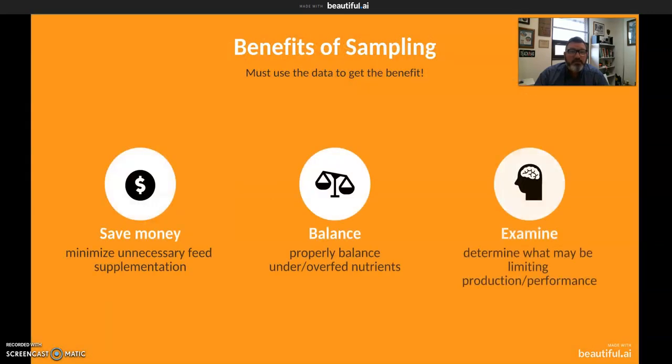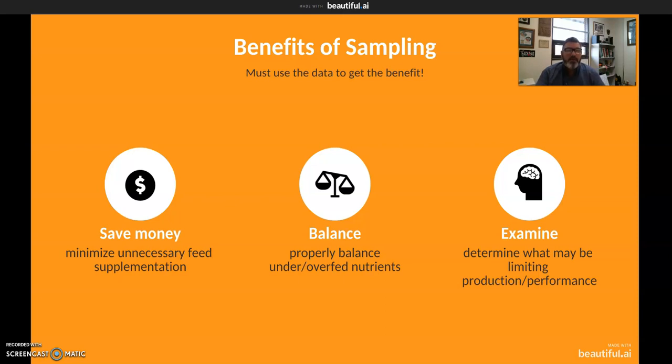But generally speaking, we don't recommend harvest sampling or taking samples as it comes out of the field. Of course, benefits of sampling, first things first, if you're not going to use the data, it's not worth it. We're not talking about major cost here, $15 to $35 or $40 per sample, but of course that adds up. So make sure that you're going to use the data.